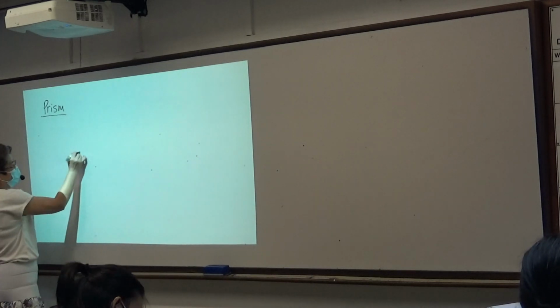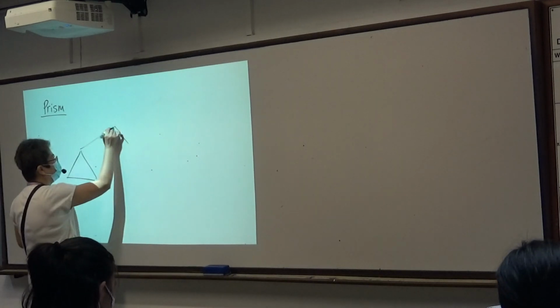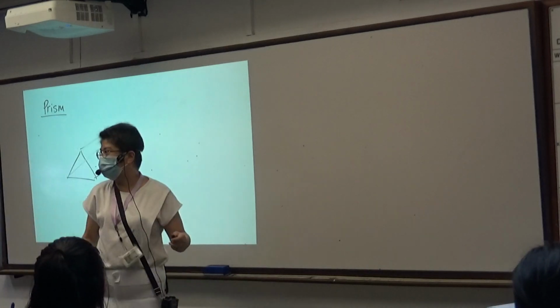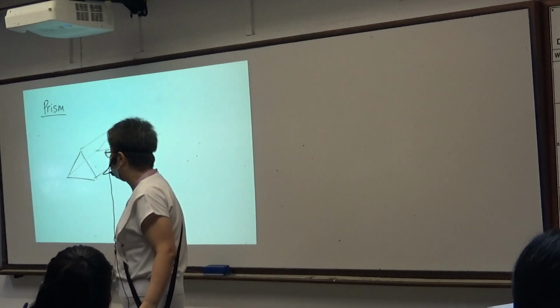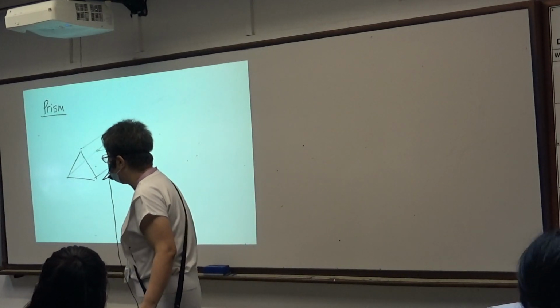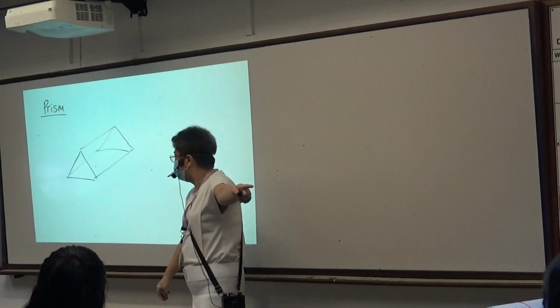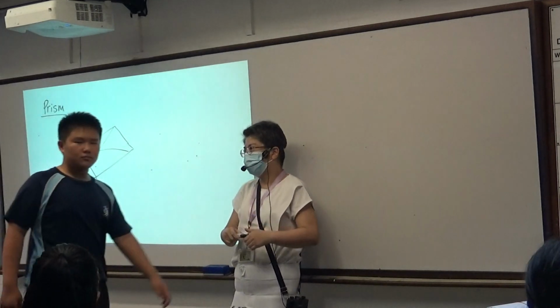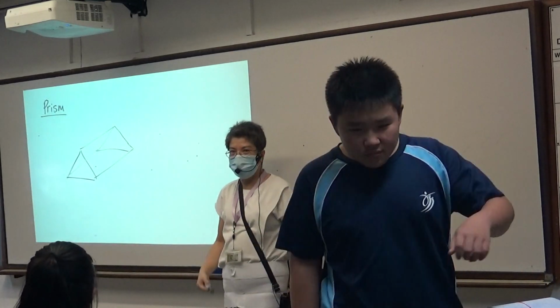Now everybody look at this. Now, can you see this one looks something like a Toblerone chocolate? Yes? This is a prism. Why? Now, why is it called a prism? I'll explain to you why it's called a prism.